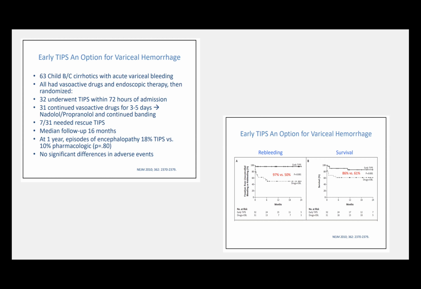You could consider TIPS preemptively in patients who have come in with GI bleeds, have had treatment for it with vasoactive drugs and endoscopic therapy, and then about 72 hours after it, you can do TIPS on those patients depending on whether they meet the criteria for it, and they have had better outcomes.